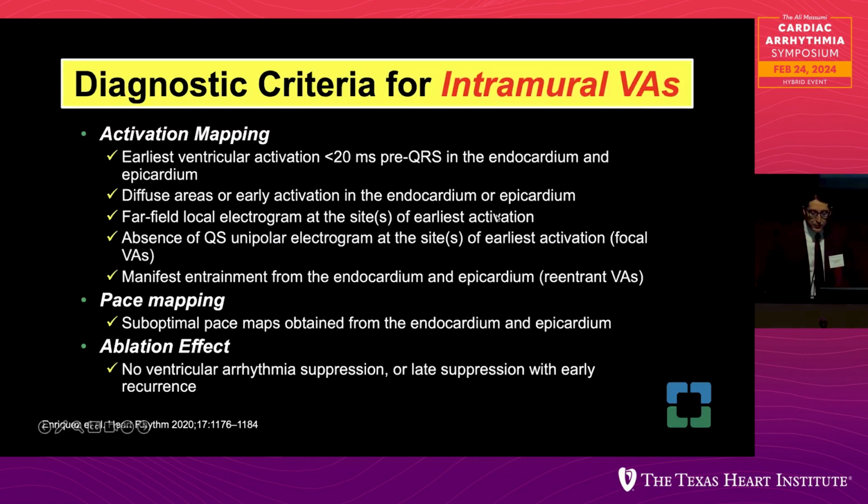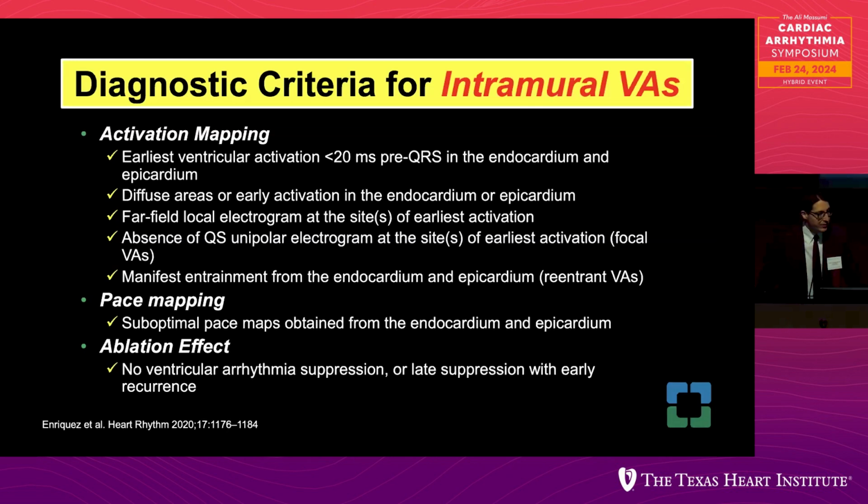And of course, when we're talking about VTs, mostly reentrant VT, you have manifest entrainment at the best activation sites that you can access. Pace mapping is suboptimal because, for an intramural origin, like something originating deep in the septum, you will have cancellation of forces on the right and left sides of the septum. So you cannot directly pace from there unless you can access with a small catheter from venous perforators, which we'll talk about later. Typically, you have suboptimal pace maps from the endocardium as well as the epicardium.